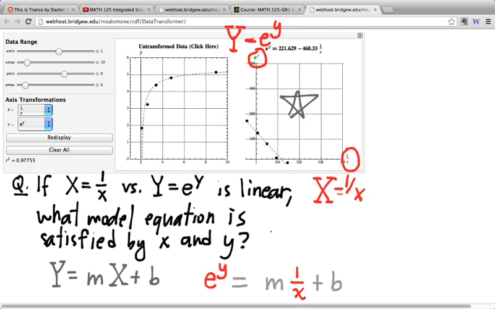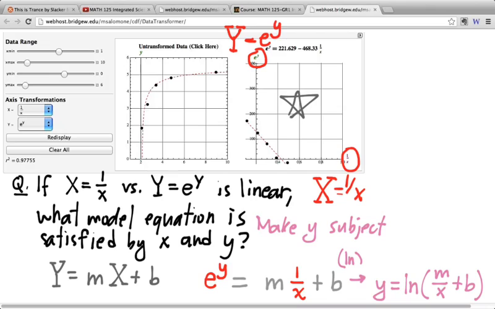What would you do? A log, right? Because if we want to determine what model equation is satisfied by x and y, we want to rearrange this to make our original dependent variable, y, the subject. And in this example, that would just be done by taking the natural log of both sides. That will give us y by itself on the left-hand side, and what do we have on the right-hand side? Natural log of m over x plus b.